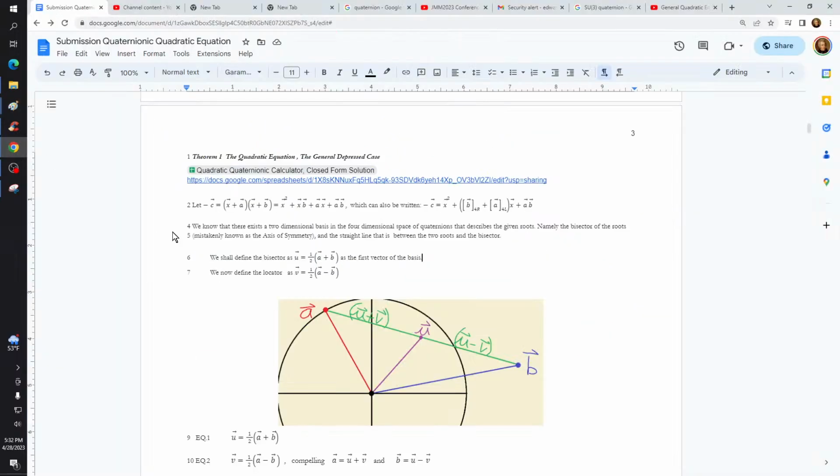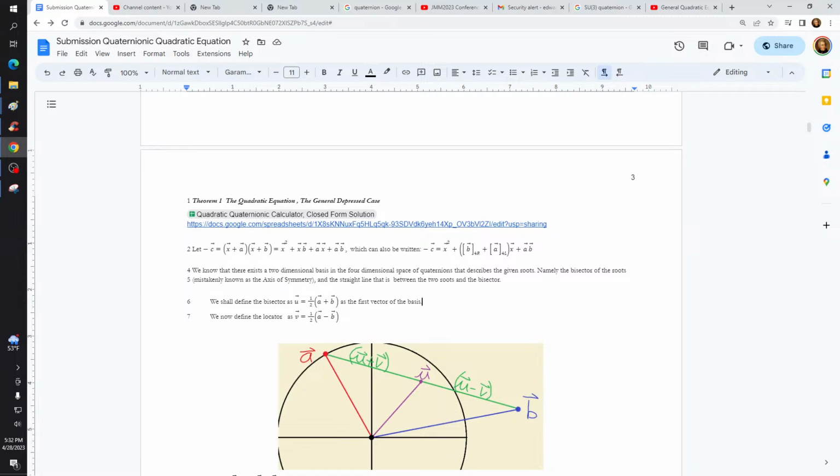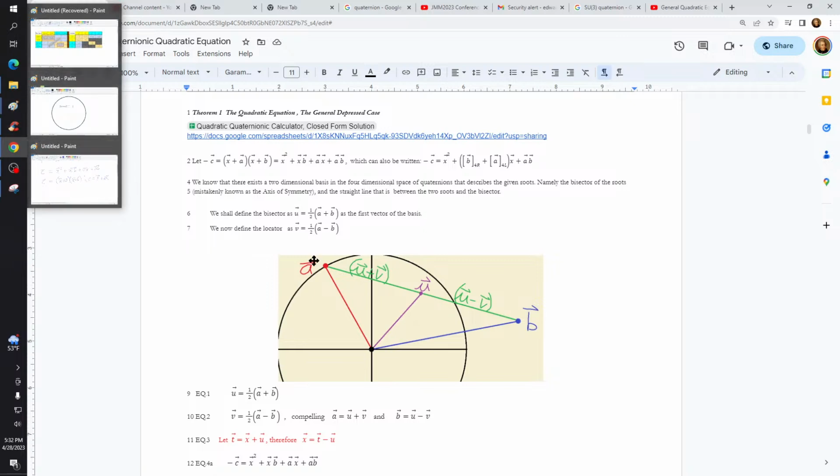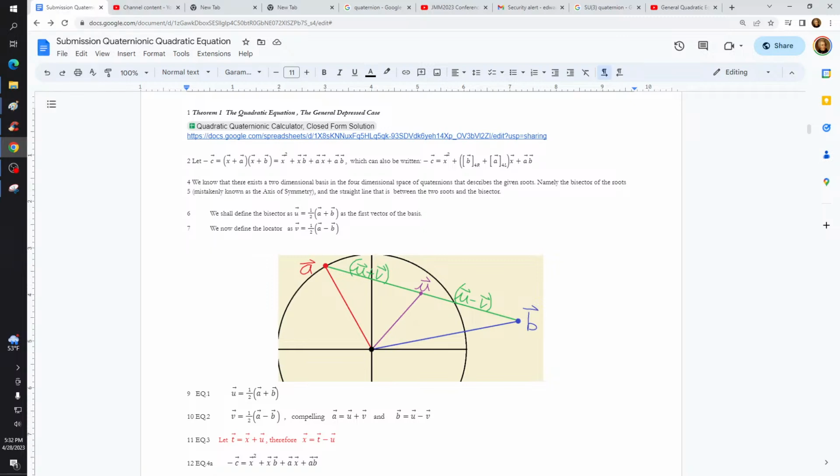I'm definitely going to revise this again, but for now, let's just go with what we have. So, the first thing we want to do is find the two-dimensional orthogonal basis in which our variables a and b existed.